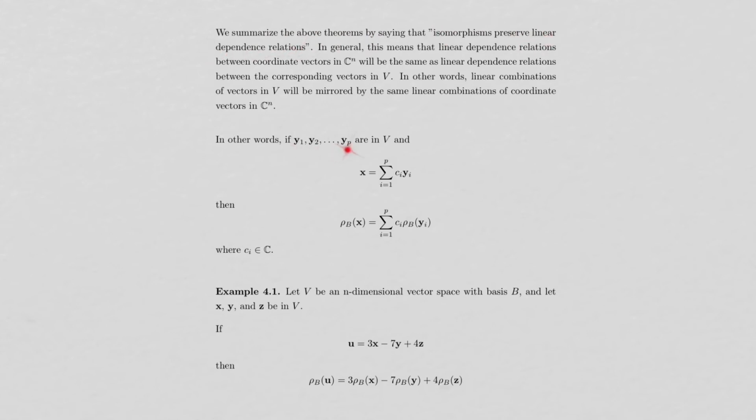For example, if I've got vectors y1, y2 up to yp in V, and I write x as a linear combination of those vectors y. Now, these don't have to form a basis. These are just any arbitrary vectors in V, and x is a linear combination of those vectors. Then the coordinate vector of x relative to some basis B for V is equal to the same linear combination, meaning the c's here are the same as the c's here, of the coordinate vectors of these y's.